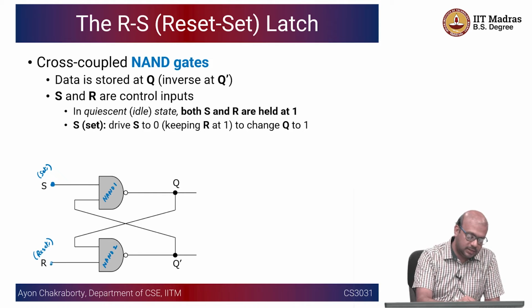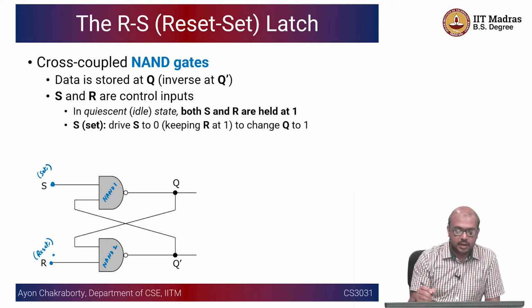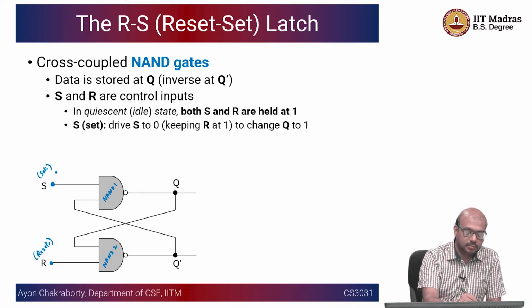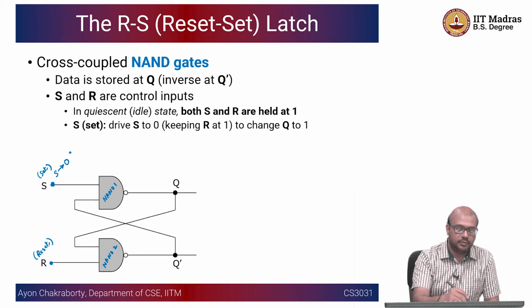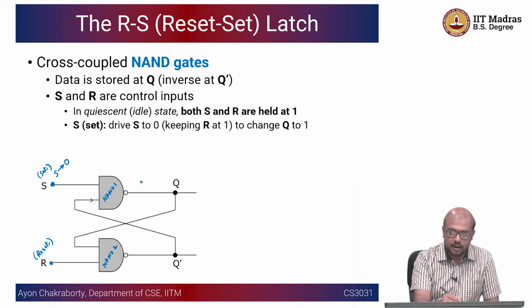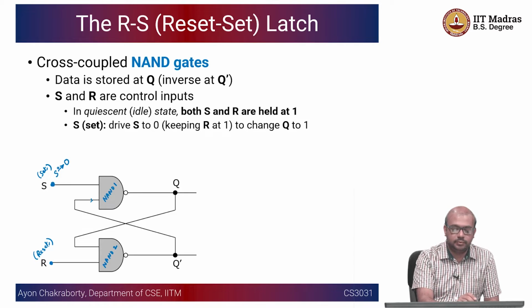Okay, so there are set and reset inputs, and if S is put to 0, what will be the output? If it's an AND gate, right, irrespective of this particular input, the AND gate output is going to be 0, so the NAND gate output is going to be 1, correct? So if S equals 0, that means we are putting the value of Q to 1.